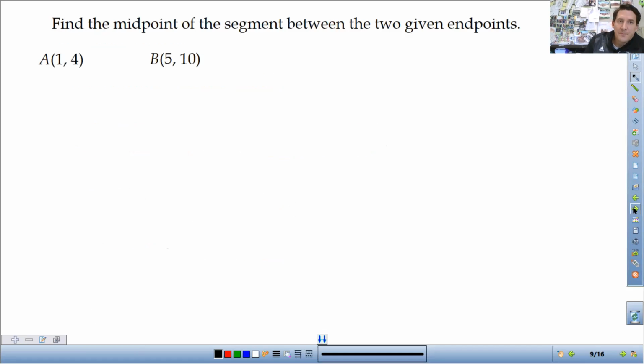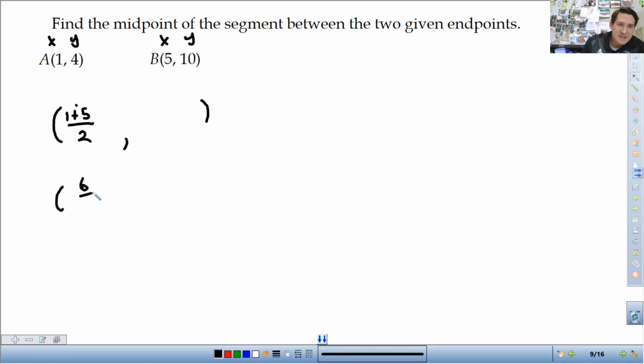So we have our 2 coordinates to find the midpoint. This is an x, this is a y, this is an x, this is a y. I'm going to do the x's first. So I'm going to take these x coordinates, 1 and 5. So 1 plus 5 divided by 2. 1 plus 5 is 6, divided by 2 is 3. So that's the x coordinate.